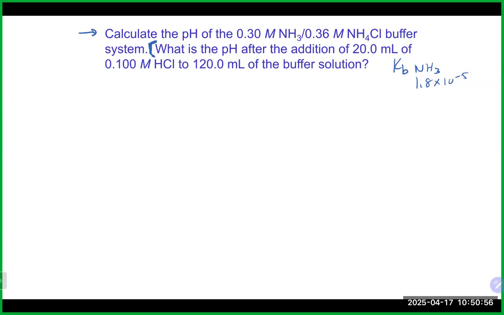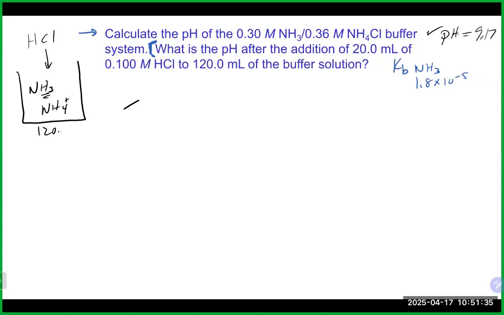Okay, so let's take a look at it. Again, kind of same buffer system. Really, the first part of the question would be the same. We would end up with the same pH, which I think our opening pH there was 9.17. So in this case, obviously, we're adding some HCl to this buffer system, and we're actually starting with a little bit more of the buffer than we did in the last problem. So again, we have our buffer system set up, with NH3 and NH4 plus in solution. And to this, we're going to add some HCl. We've got 120 milliliters of this guy.